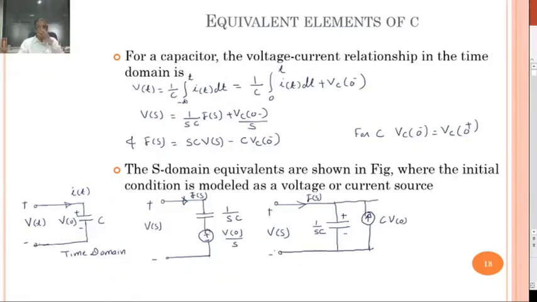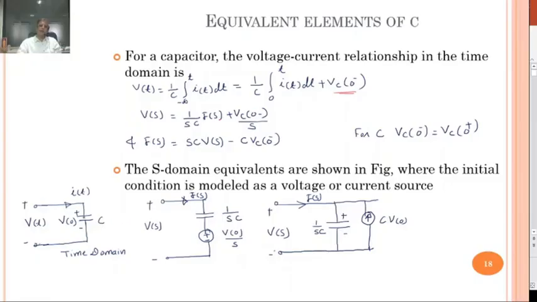Similarly, for the capacitor, the voltage equals 1 by C integration from minus infinity to t of i(t) dt, that equals 1 by C integration from 0 to t of i(t) dt plus the initial voltage. Means V(s) equals 1 upon sC times I(s) plus V_C(0) by s. Here we are using the integration property. We know that if there is integration in the time domain, then divide by s. This is 1 upon sC I(s).